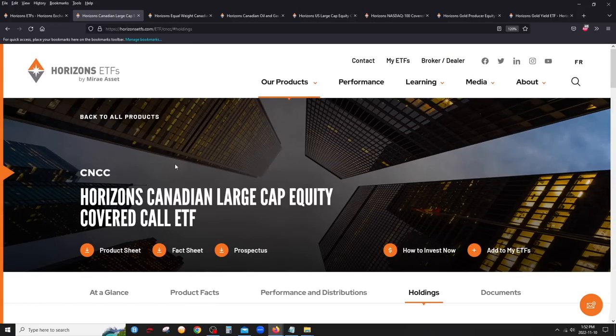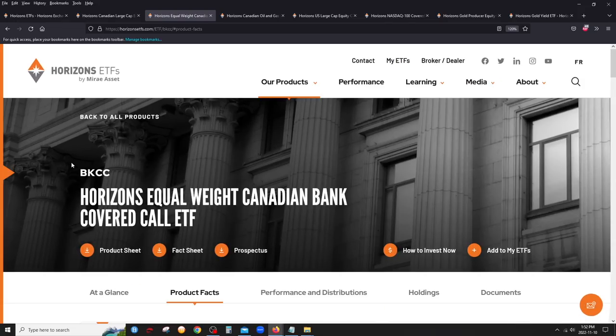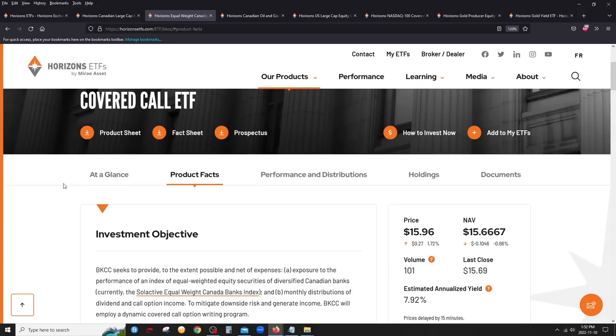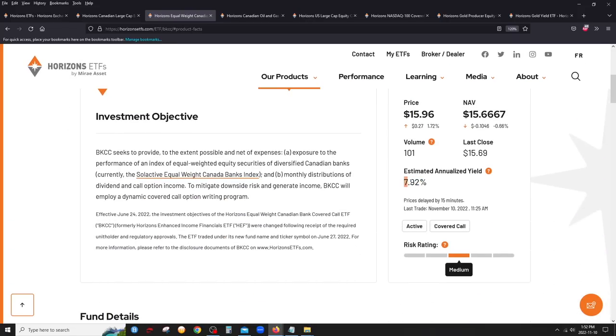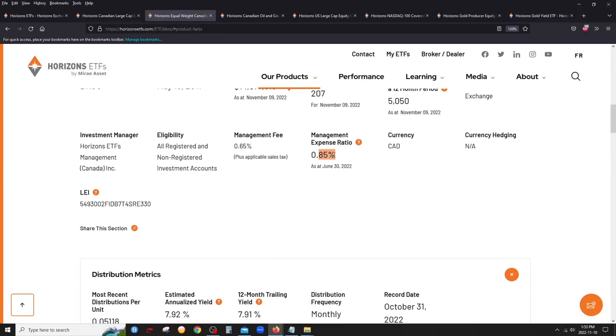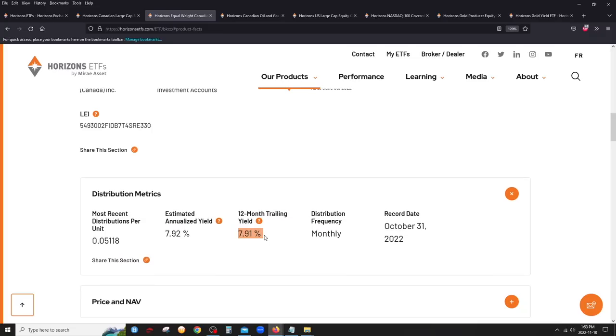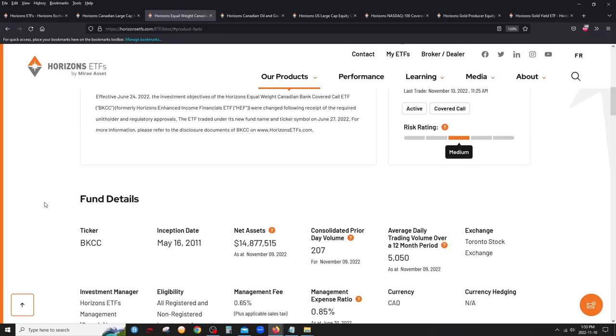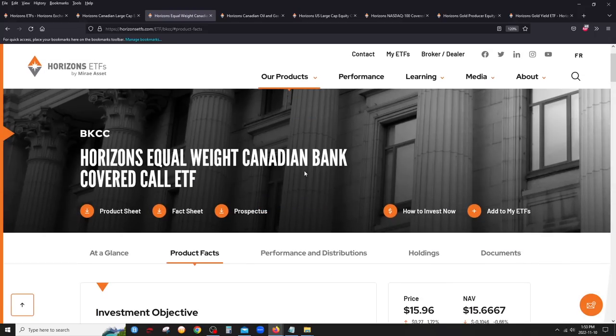This is going to be your overall Canadian option here. And we'll go with the next one, which is also a Canadian one. No surprise, BKCC. Obviously, they're going to have a Canadian banks one. So this would be comparable to ZWB from BMO. The yield is about the same, maybe a little bit higher than ZWB. Again, it doesn't really surprise me. The yield is going to be a little bit higher, the fee's a little bit higher as well. But here's your 12-month trailing yield of almost 8%. So obviously, this one's just going to have the six banks, right? It's really not complicated. Not a very unique covered call ETF, I would say.